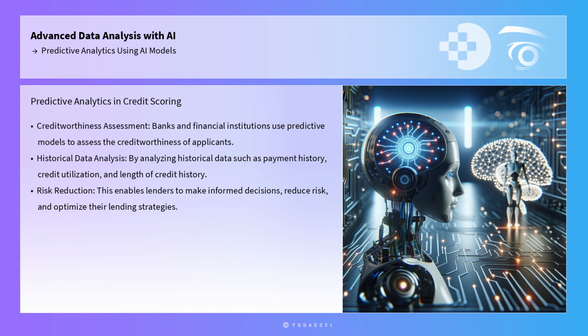A practical example of predictive analytics in action is credit scoring in the financial industry. Banks and financial institutions use predictive models to assess the creditworthiness of applicants. By analyzing historical data such as payment history, credit utilization, and length of credit history, these models can predict the likelihood of a borrower defaulting on a loan. This enables lenders to make informed decisions, reduce risk, and optimize their lending strategies.